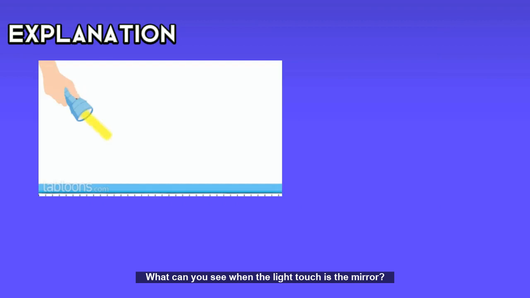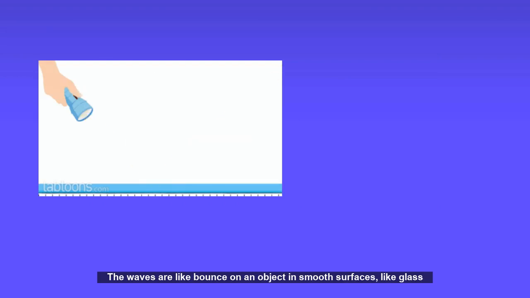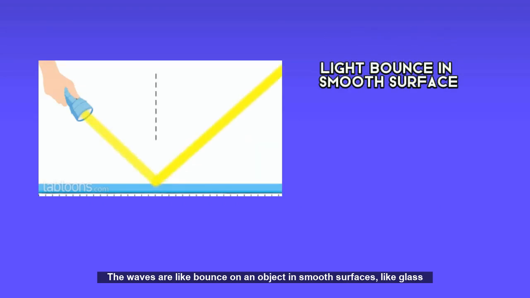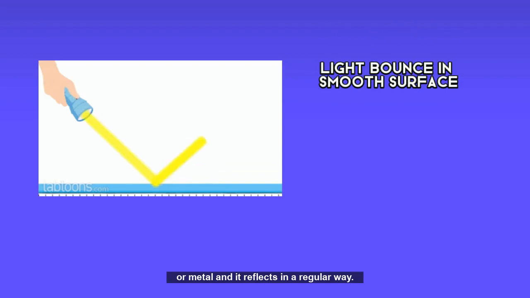When the light touches the mirror, the waves or light bounce on an object in smooth surfaces like glass or metal, and it reflects in a regular way. So now, we will go to the discussion.